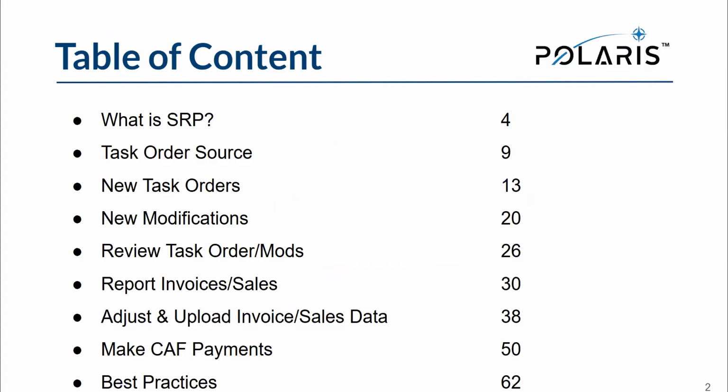The goal of this session is to show you how to utilize SRP for reporting on your Polaris contract. We will go over what SRP is, how to enter task orders and add new task orders and mods, where to review task orders and mods, how to report invoice and sales, adjusting reporting data and uploading invoice and sales data, how to make CAF payments, and then we will wrap up with some best practices.